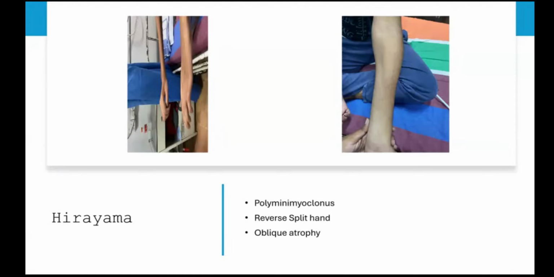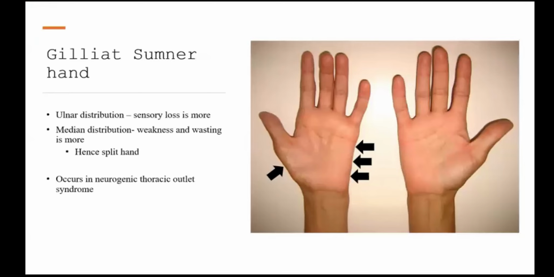And then there is another pattern called reverse split hand, where you have the hypothenar eminence being wasted more than the thenar eminence. The other pattern is Gilliatt-Sumner hand. This occurs in thoracic outlet obstruction. In thoracic outlet syndrome, you get sensory symptoms predominantly in the ulnar aspect of the hand, whereas motor symptoms and wasting are on the median aspect of the hand. So this is similar to motor neuron disease split hand. This is one of the signs.